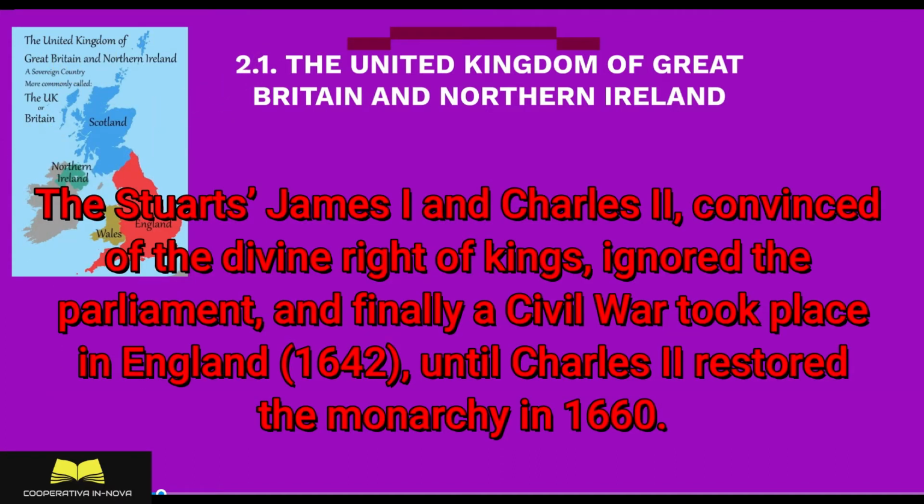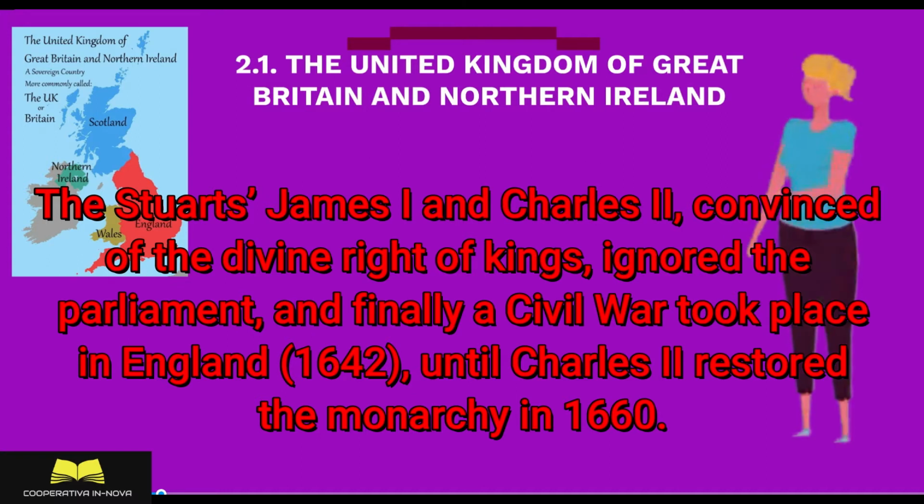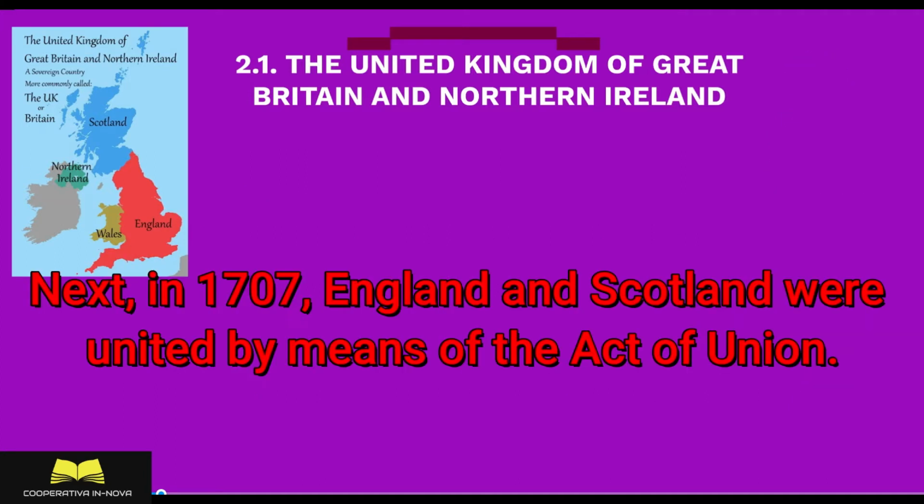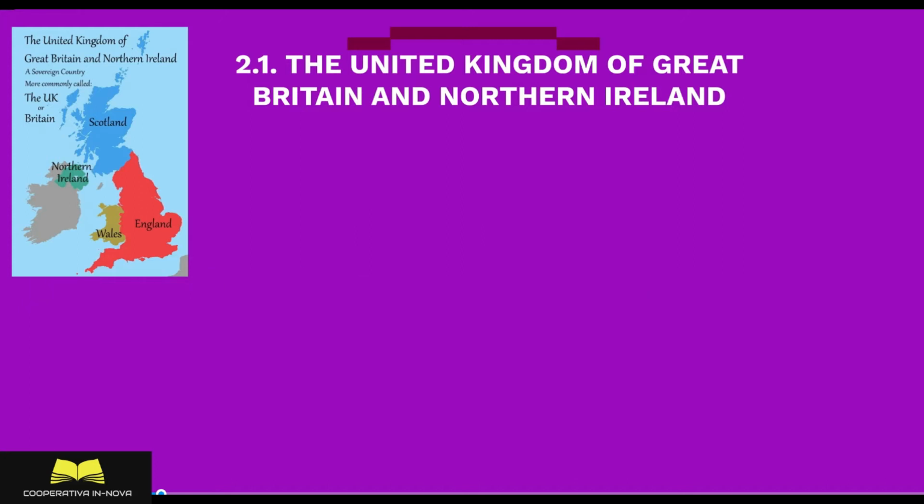The Stuarts James I and Charles I, convinced of the divine right of kings, ignored the Parliament, and finally a civil war took place in England, 1642, until Charles II restored the monarchy in 1660. Next, in 1707, England and Scotland were united by means of the Act of Union.